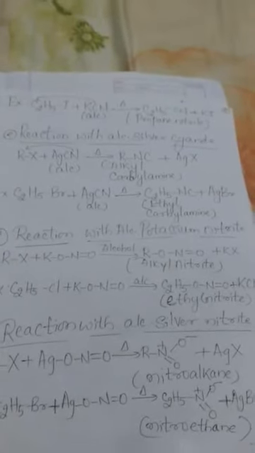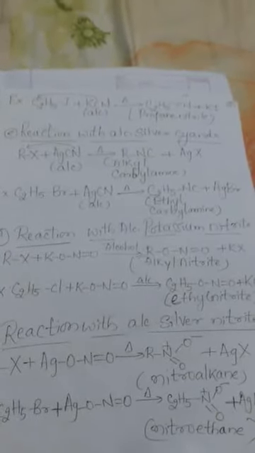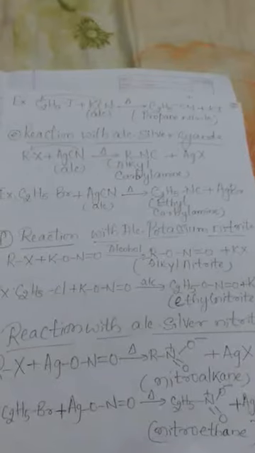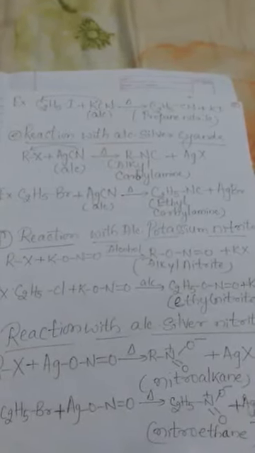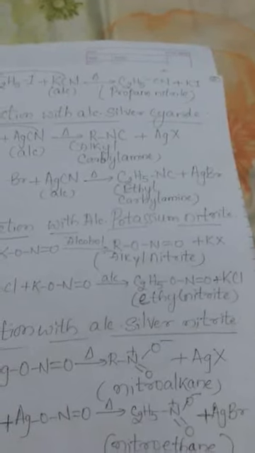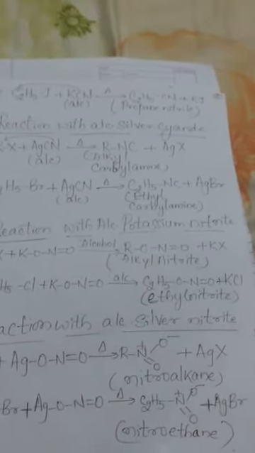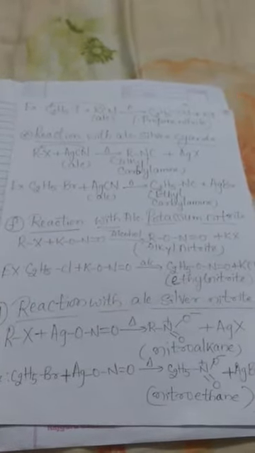The example taken here is chloroethane or ethyl chloride, which on reaction with an alcoholic solution of potassium nitrite gives you ethyl nitrite as the product. Now if you compare this reaction with the next nucleophilic substitution reaction, that is the reaction with alcoholic silver nitrite, in place of K here it will be Ag.